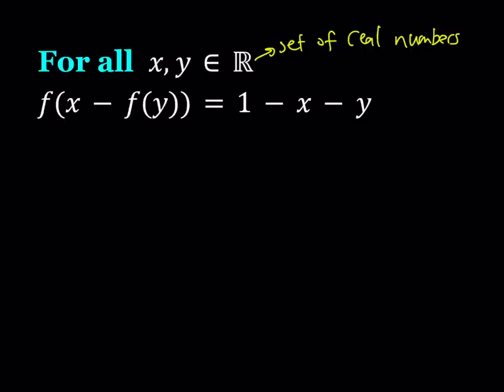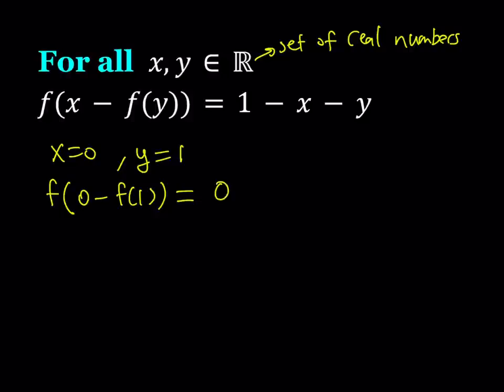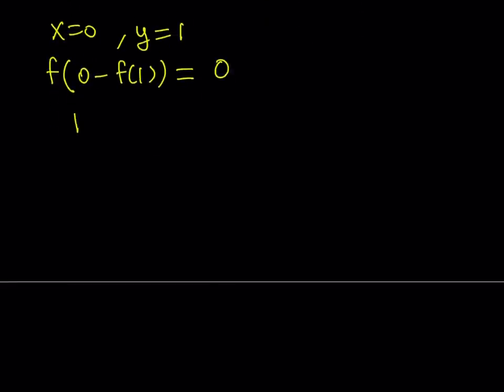Alright, so let's go ahead and start by replacing x and y with certain values. I'm going to start by replacing x with 0 and y with 1. That's going to give me the following. f of 0 minus f of 1 equals 1 minus 0 minus 1, which is 0. So, by replacing x with 0 and y with 1, I was able to get a 0 on the right-hand side, which is important. So let's see what happens. This gives me f of negative f of 1 equals 0.